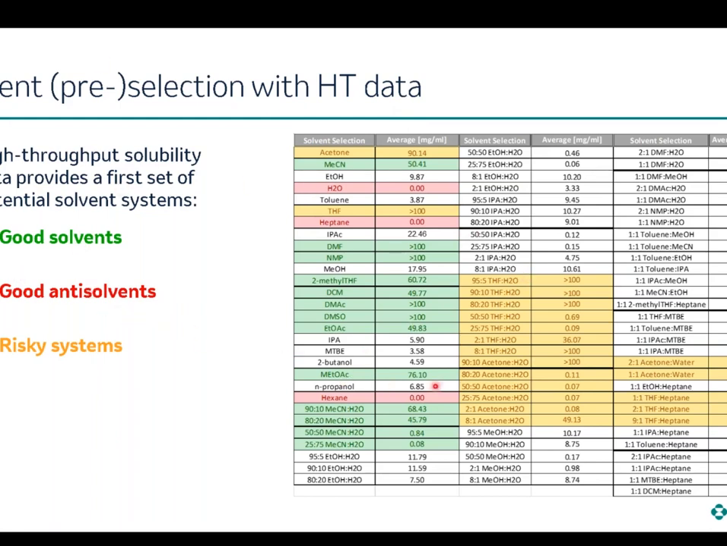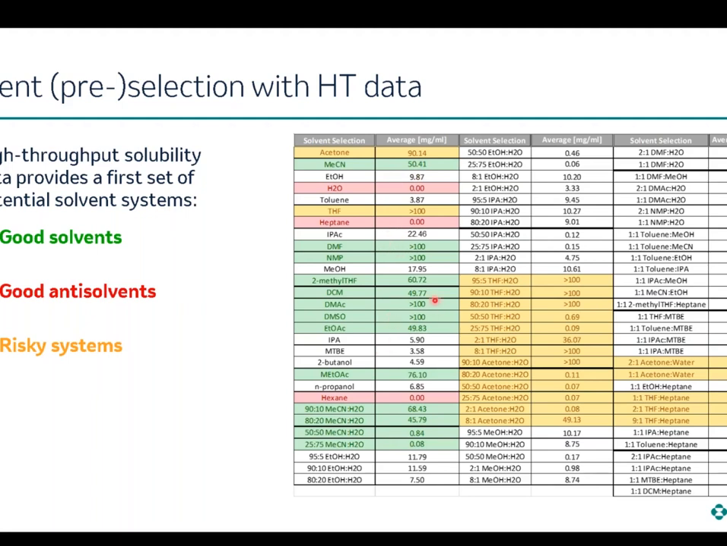As a first impression, to make this data easier to read, I've highlighted in green the good solvents, in red the good anti-solvents, and also the systems to avoid, since there might be risk in there. Green, which is good, covers a broad variety of solvents, both polar and apolar. So we can work from acetonitrile-water, for example, which is interesting since there is a solubility bump at 90-10 acetonitrile-water compared to pure acetonitrile.